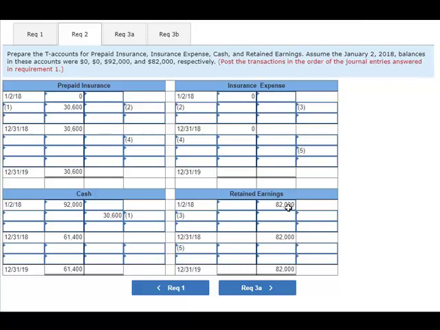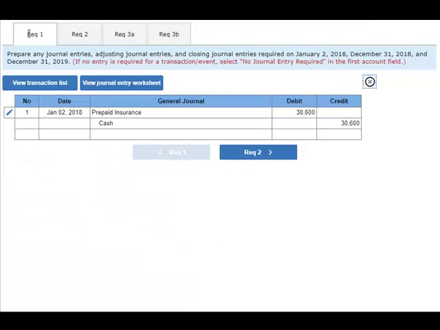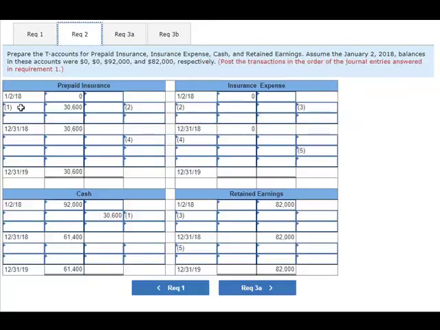Then you're going to label your journal entries with the numbers. So for example, going back and looking at the first journal entry, that was where the company purchased the prepaid insurance policy, paying cash. So that was journal entry number 1. And therefore I've labeled this debit to prepaid insurance with the number 1. And this credit to cash I've labeled with the number 1 as well.